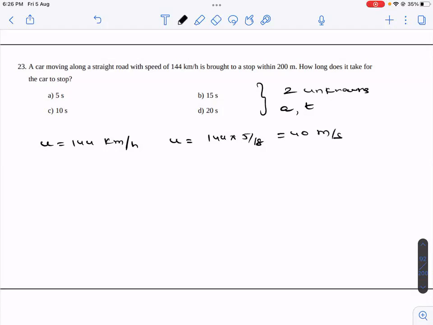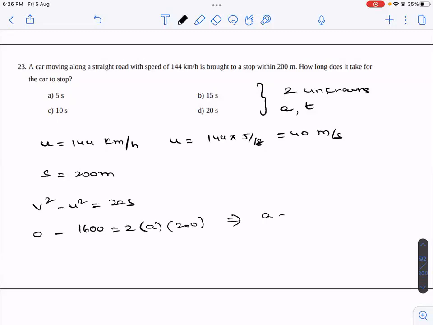Right? So displacement of the object is 200 meters. Okay. So V square minus U square is equal to 2AS. V is 0 because the object has come to rest. Minus U square is 40 square, that is 1600, is equal to 2 into acceleration of the object, which is what you need to find, and the displacement of the object is 200, which implies A is equal to minus 400 meter per second square. Sorry, minus 4 meter per second square.